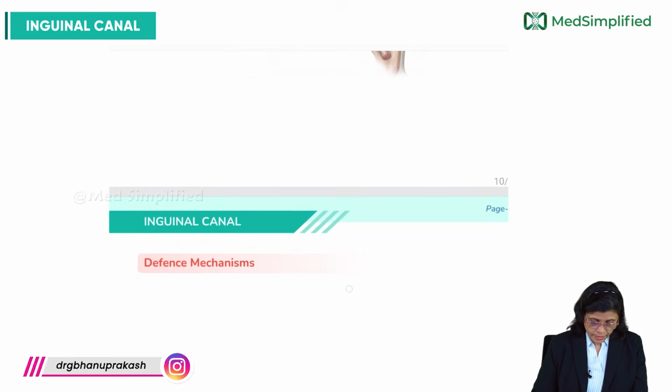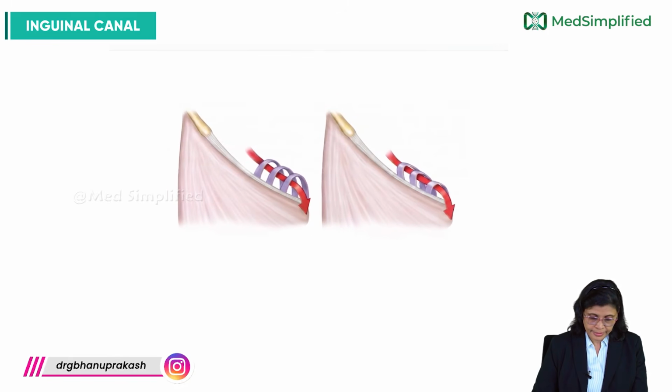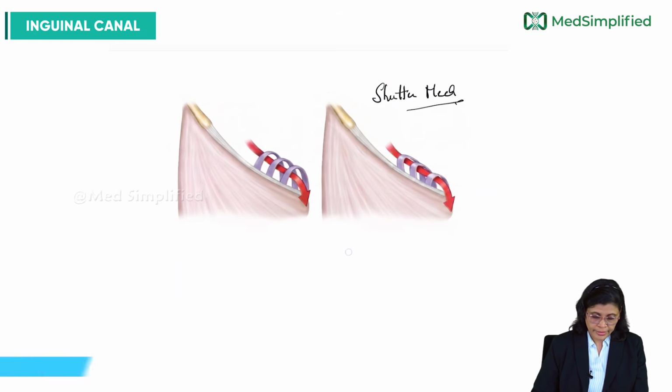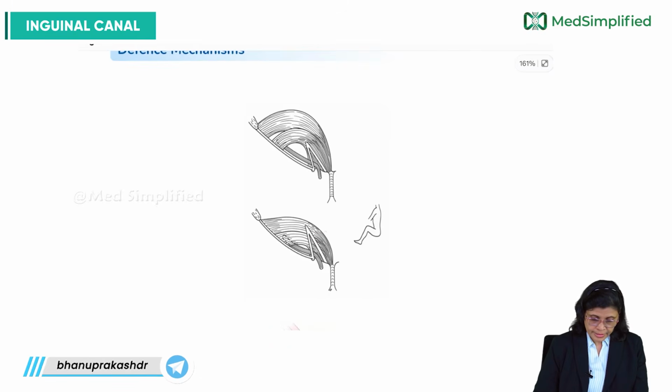Then we have, okay, so this is basically the shutter mechanism here. We can see this also, here how the fibers will contract and pull down. Then this is like a slit.